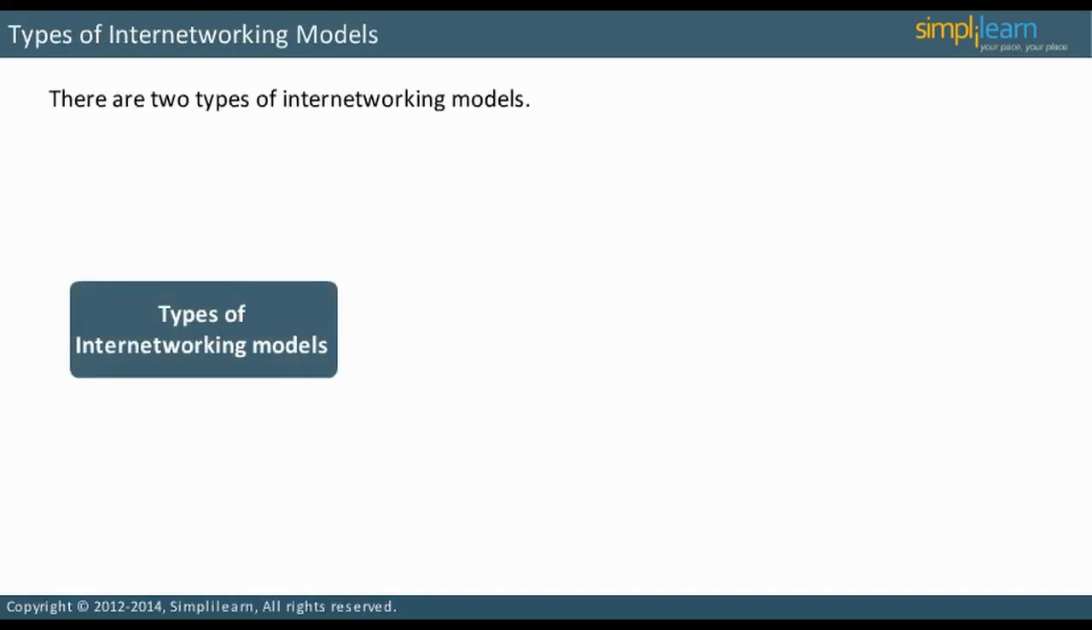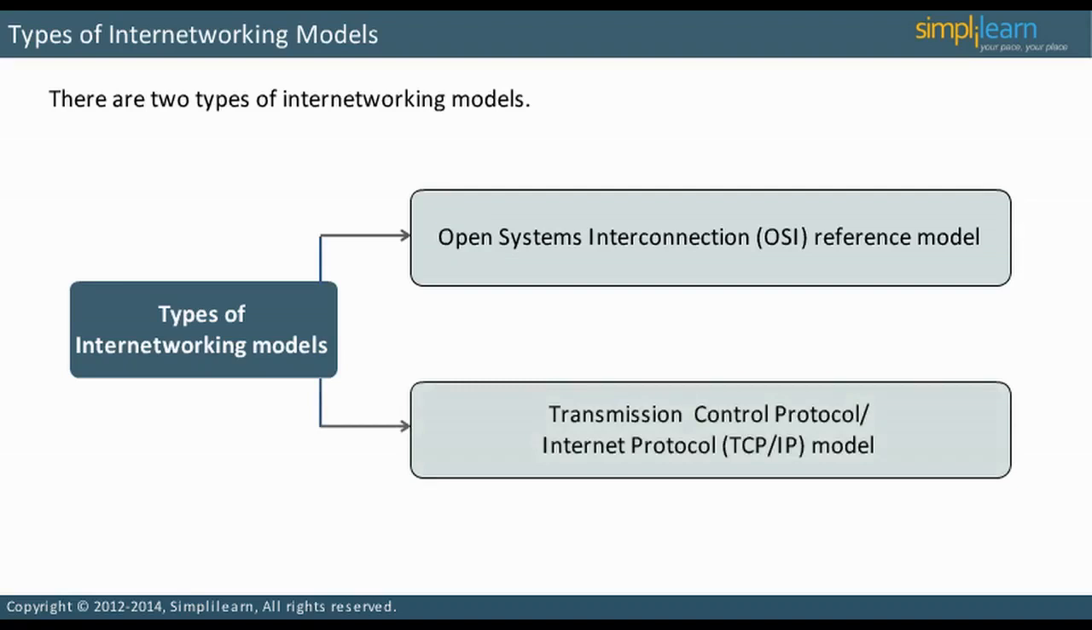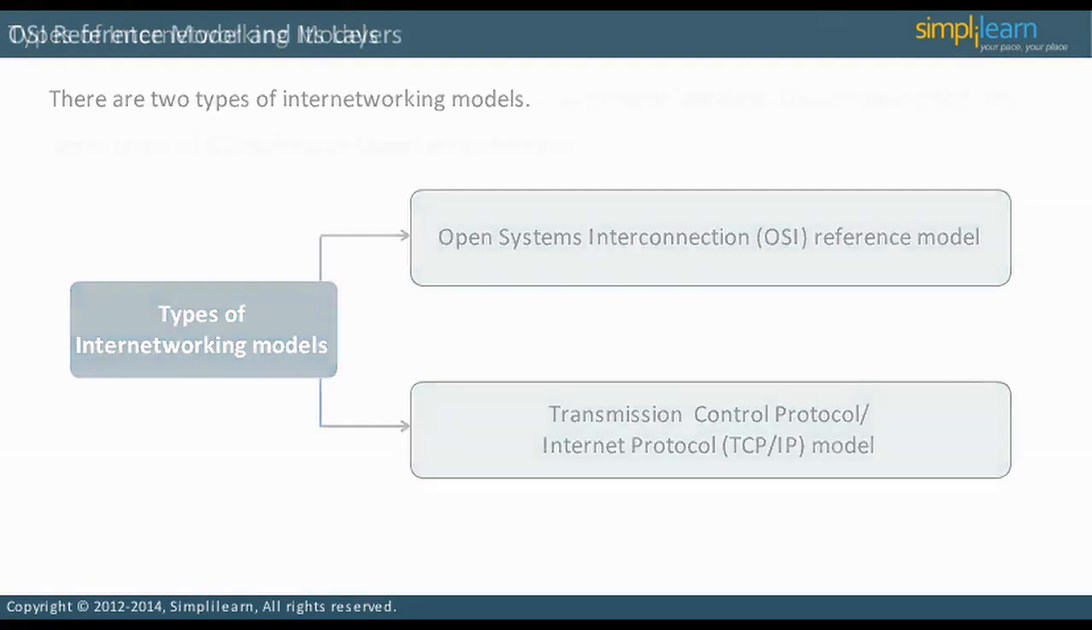The two types of internetworking models are the Open Systems Interconnection (OSI) reference model and the Transmission Control Protocol Internet Protocol model. The OSI reference model is used often as a reference point. The TCP/IP model is also widely used. Let us look into the layers of the OSI reference model in the following slide.